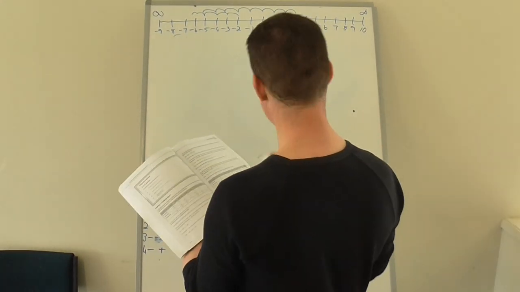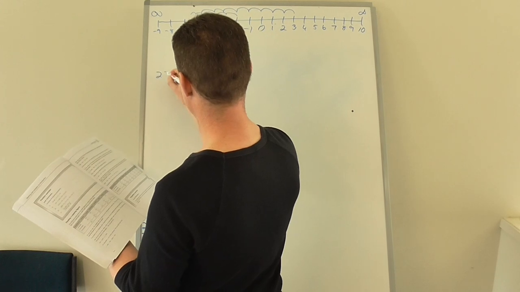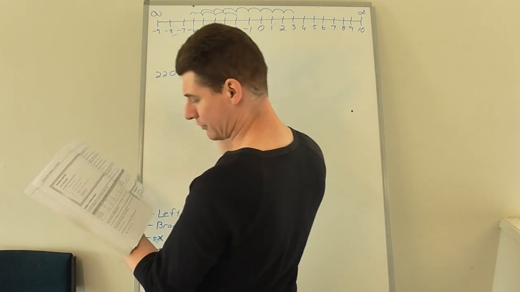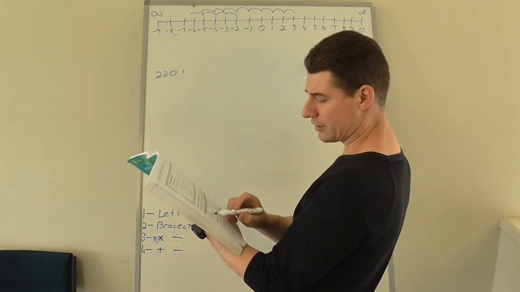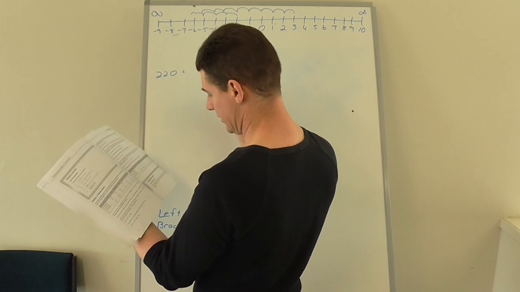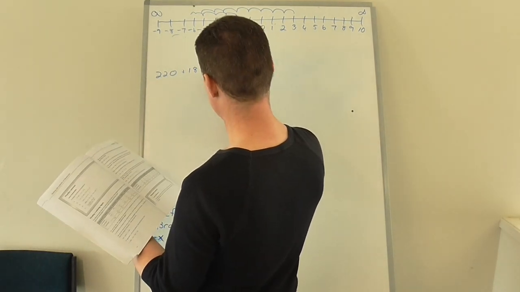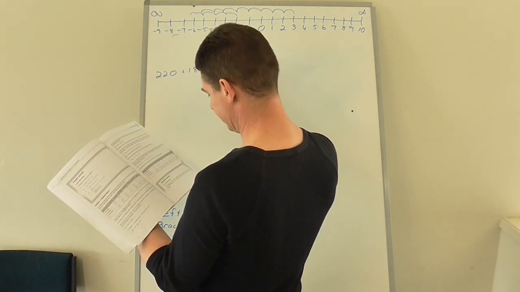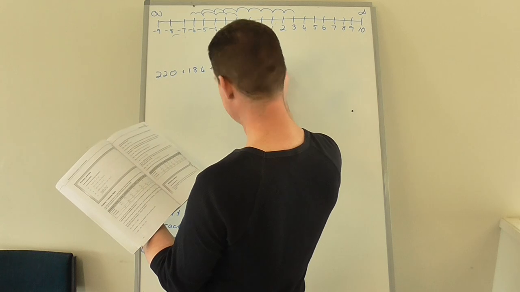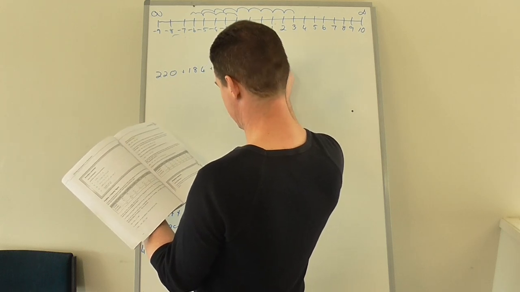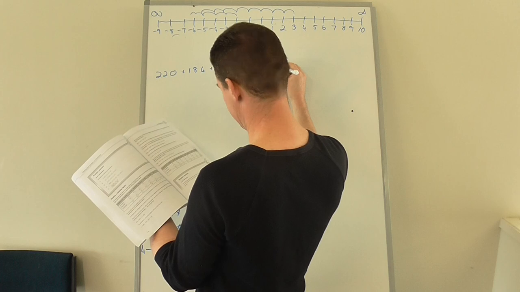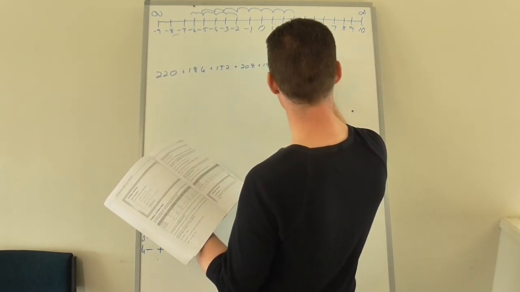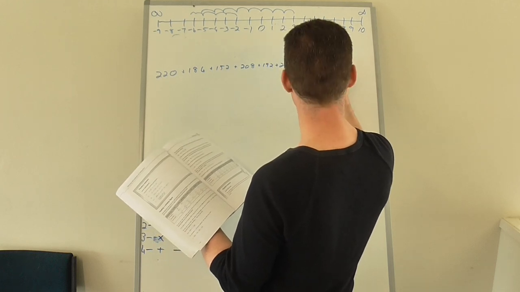So let's see. So this will be 220 plus 184. Yeah, I'm doing the chocolate, the one in the middle. All right. So if you calculate that, that's 184 plus 152 plus 208 plus 192 plus 232. Okay, Sunday is the one we have to calculate, so plus X, and that gives you a total of 1,400.